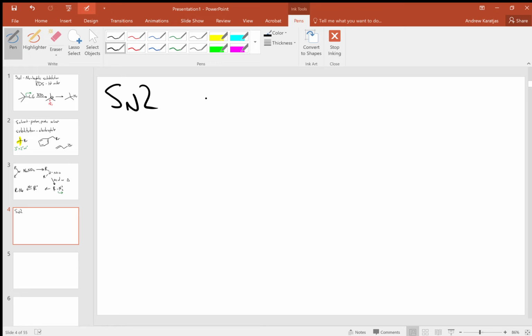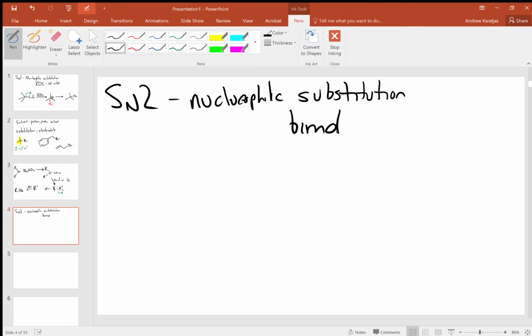The SN2 reaction, or nucleophilic, another nucleophilic substitution reaction. This, of course, differs from the SN1 reaction in the fact that the rate determining step is bimolecular, or second order.